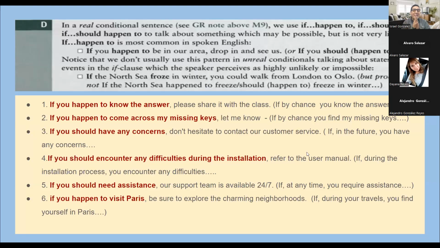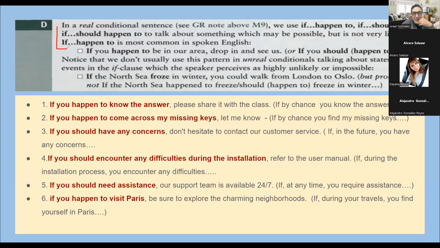Well, today we have a new conditional structure. We use it when we want someone to do something, or to invite someone to do something. So Diana, can you read the first part?